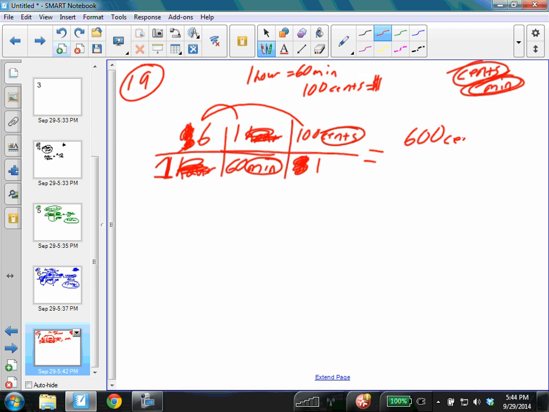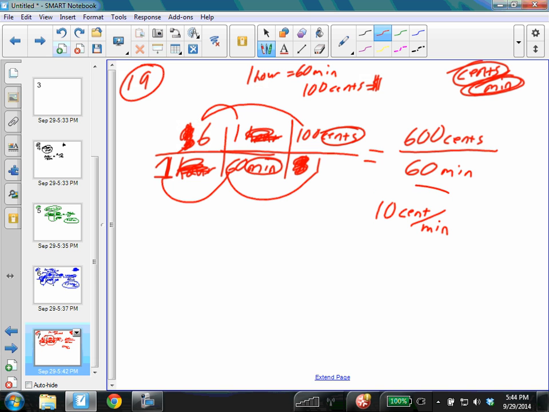And on top we have cents is the unit there. And then on bottom we have 1 times 60 times 1. So 1 times 60 times 1 makes 60. And then this is in minutes, right? Okay? And now all we need to do is actually divide those. So I'm going to take 600 and I'm going to divide it by 60. And 600 divided by 60 is 10, right? And we had cents on top and minutes on bottom. So someone who is making $6 an hour would be equivalent to getting 10 cents every minute, right? 10 cents for every minute that they work.